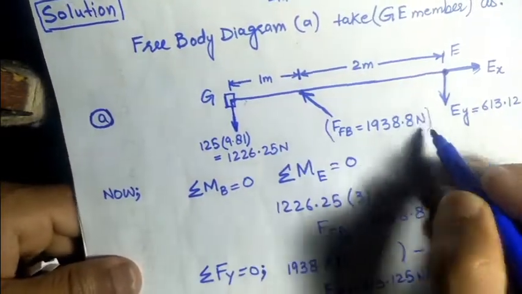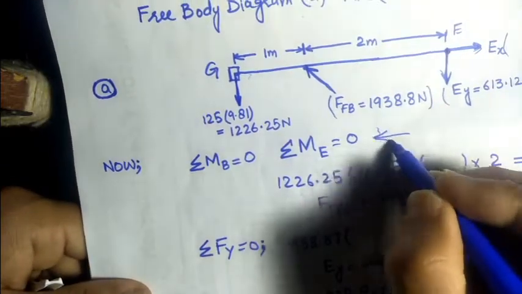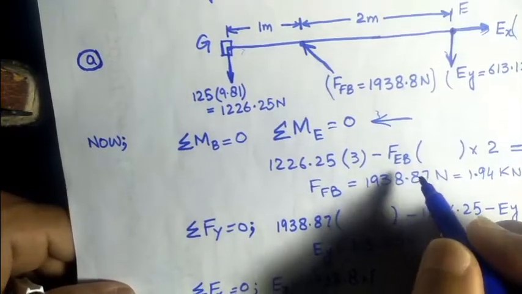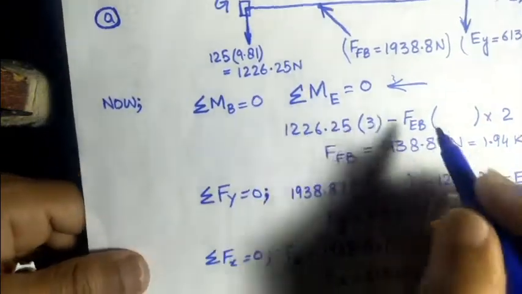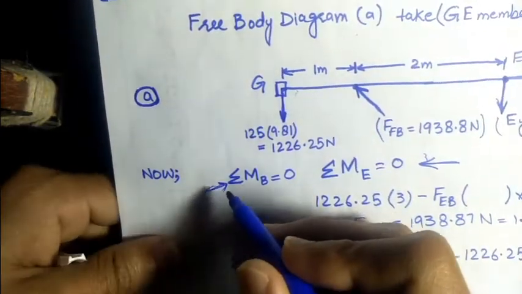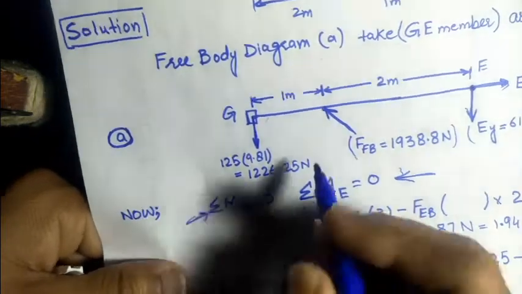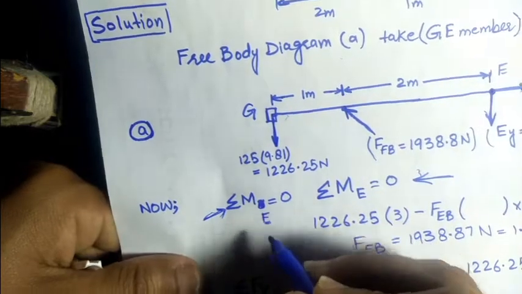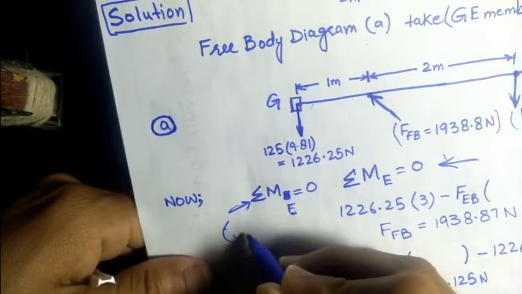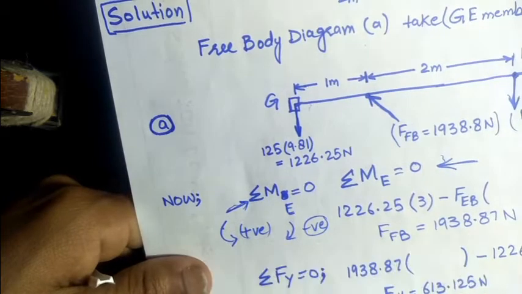First of all, these forces are unknown. We have to calculate them using the equations of equilibrium. To make any structure or member stable, these three equations should be fulfilled. First we calculate the summation of moments about point E, which should be equal to 0. Here we take anti-clockwise moment as positive and clockwise as negative.